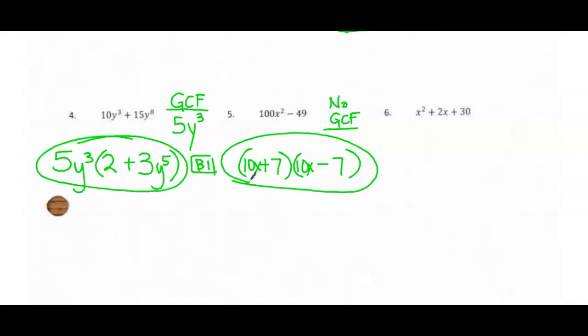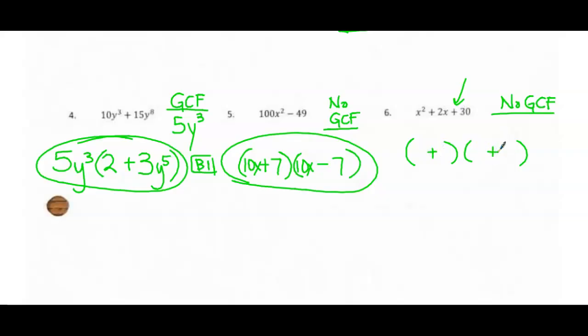Number 6. You ask yourself, is there a GCF? There is no GCF on number 6. You ask yourself if the leading term has a negative. This one does not. You ask yourself, is this a binomial or a trinomial? This one is a trinomial. So since it's a trinomial, we look at our signs. When the last term is positive, these are both positive.